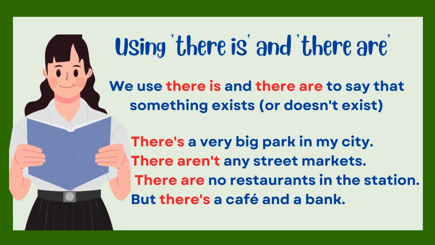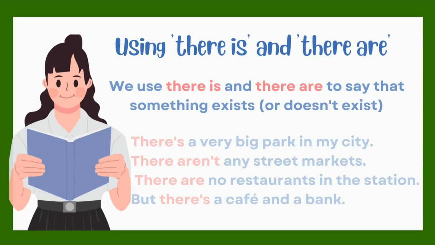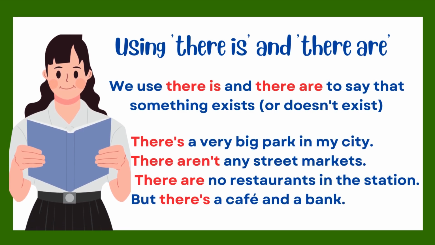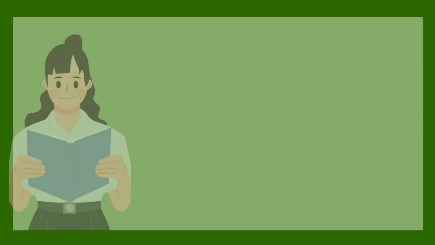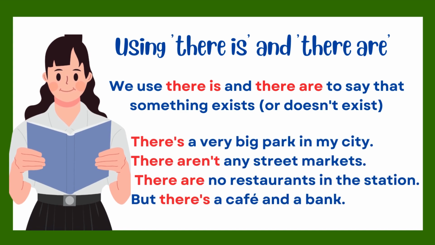There's a very big park in my city. There aren't any street markets. There are no restaurants in the station. But there's a cafe and a bank.